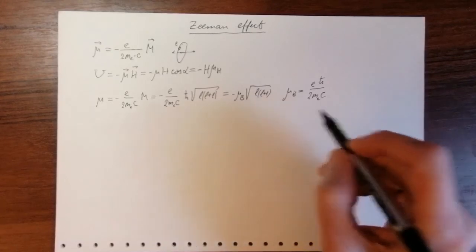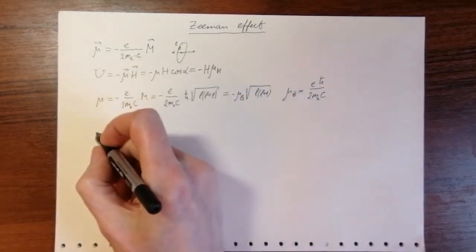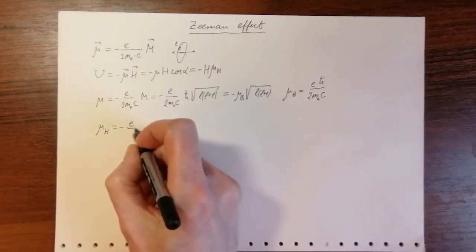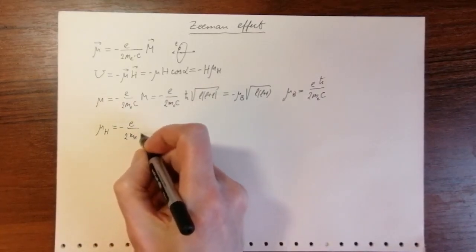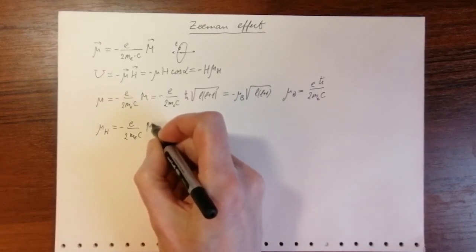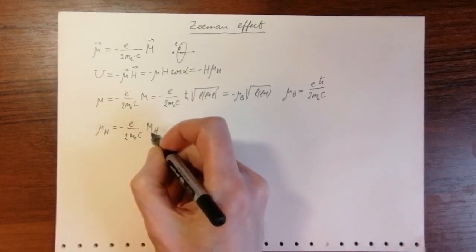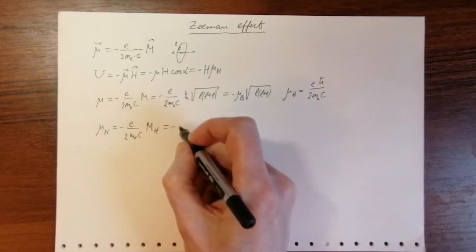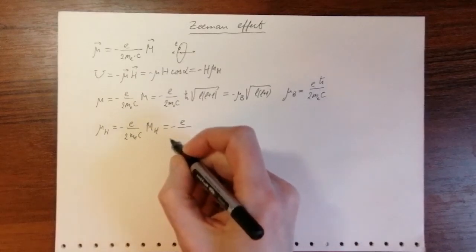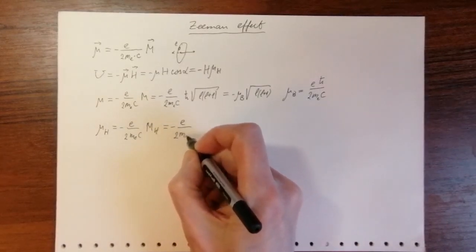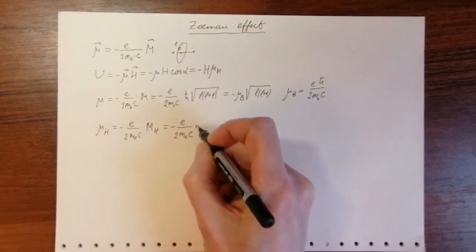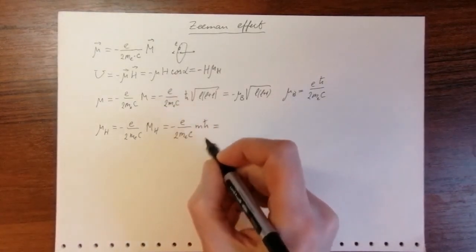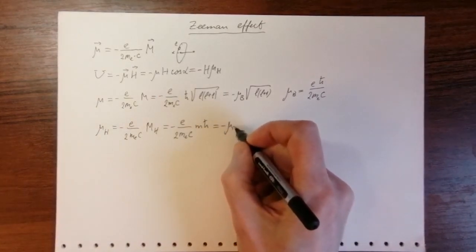Then the projection mu_H is minus e over 2 m_e c times m_H, where m_H is the projection of mechanical moment on the same axis. And this projection is minus e over 2 m_e c times m_H, or it is minus mu_B m.